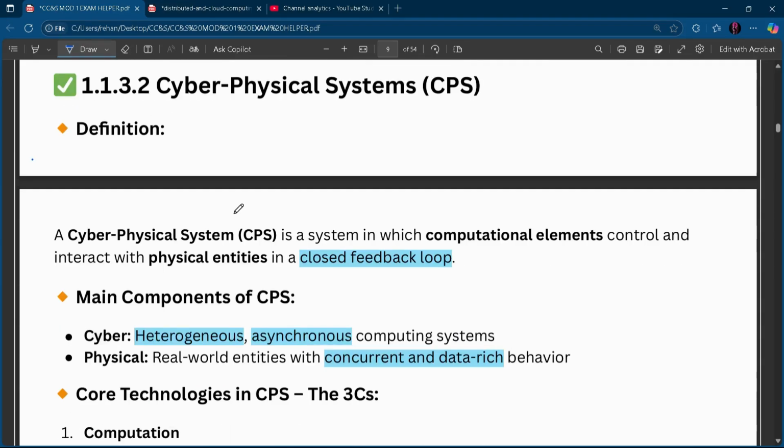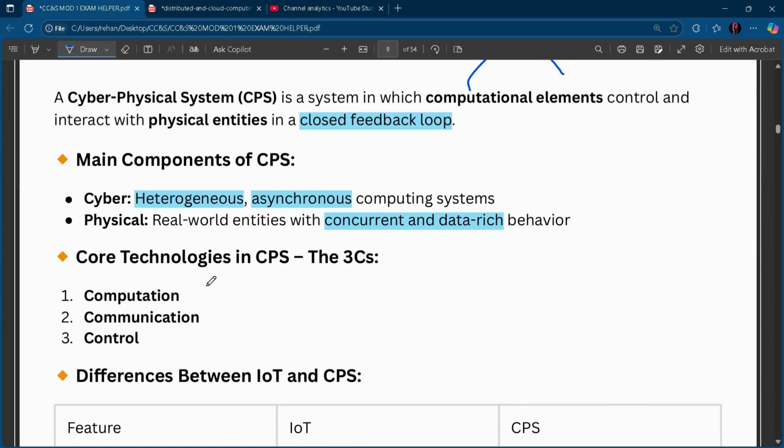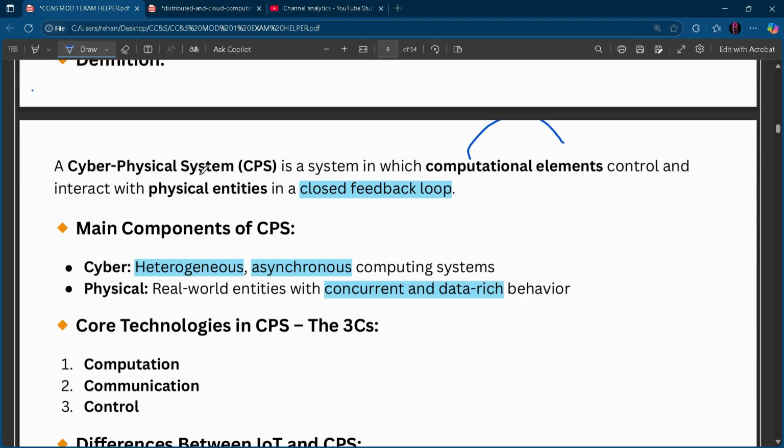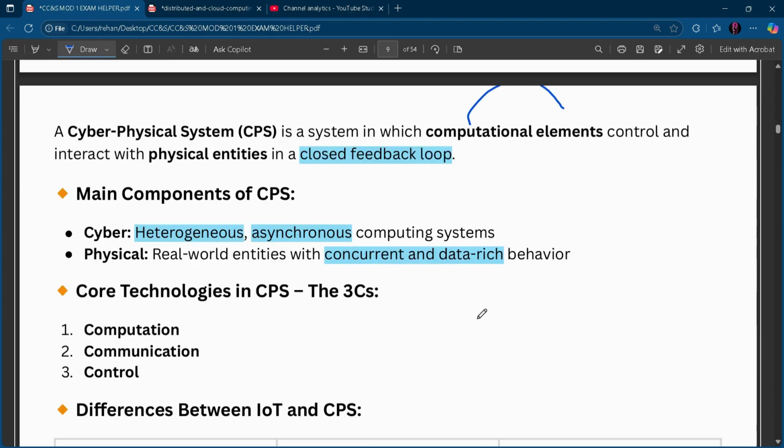Coming to CPS, it's quite similar to IoT, but the difference is that it is a system in which computational elements control and interact with physical entities in a closed feedback loop. You can say physical world. So there are two main components: cyber and physical. Cyber means heterogeneous and asynchronous computing systems. Physical means real world entities with concurrent, data-rich behavior. It can be anything in the real world, including animals, living and non-living objects as well.